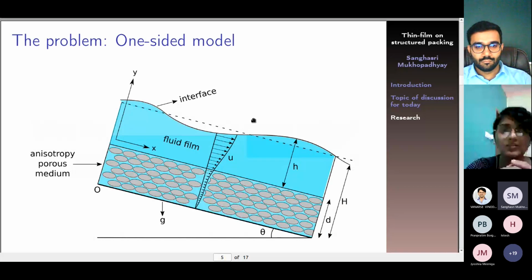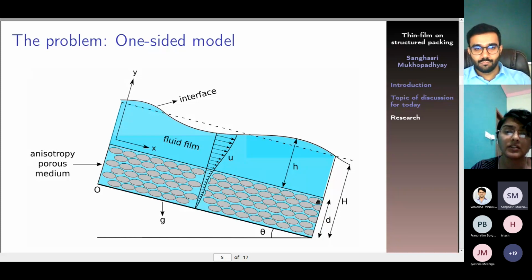And this is the diagrammatic picture of the problem itself. As you can see, we have an inclined porous medium which is bounded by a rigid wall on one side. That's why we call this the one-sided problem. It is saturated by the film that is flowing over the porous medium, the same film that saturates the porous medium. This porous medium is anisotropic, so the permeability from one direction to another is different. And of course it's a free surface flow, so a thin film is flowing.